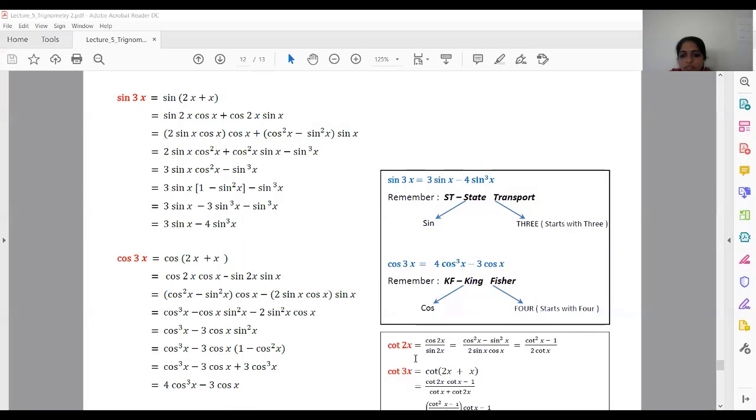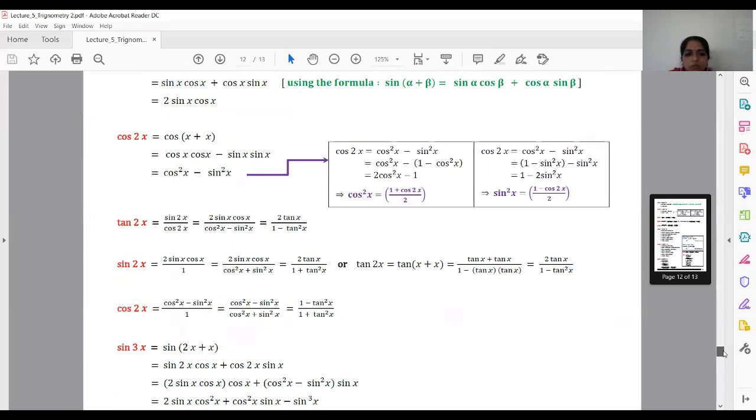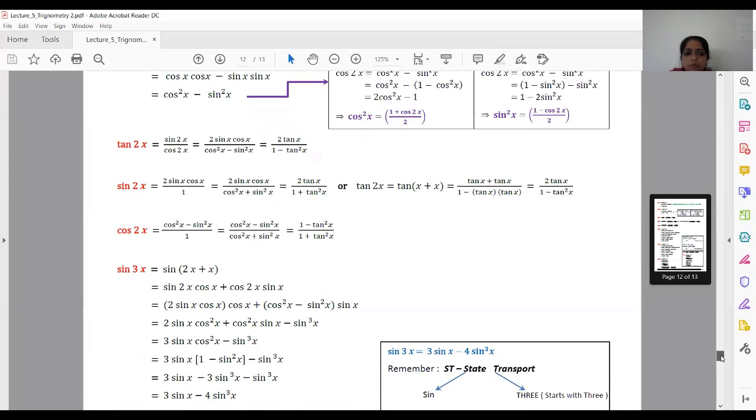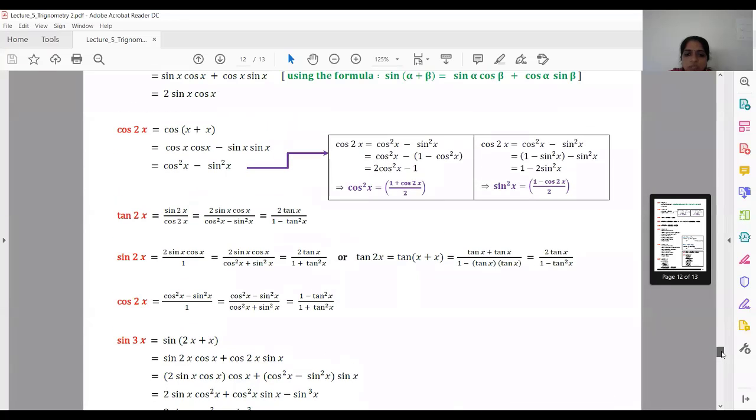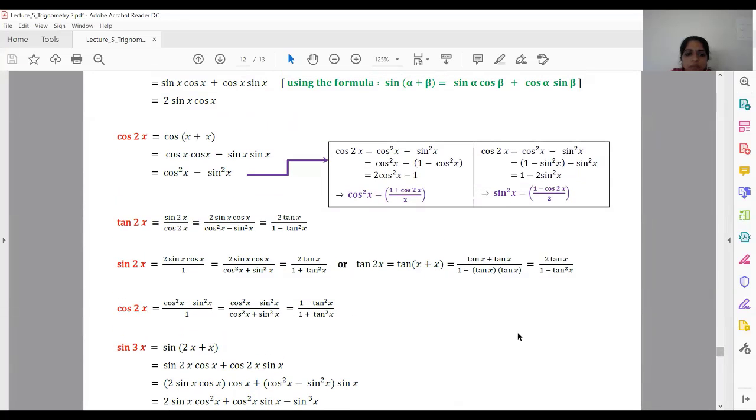Explain the tan 2x formula again. No, only the formula is important. The derivation and proof, no need to remember the whole proof. From now onwards, you just remember the formula.